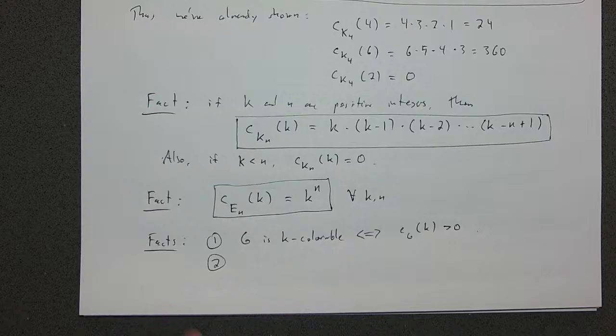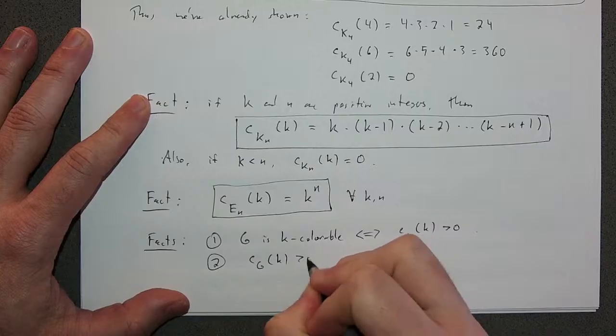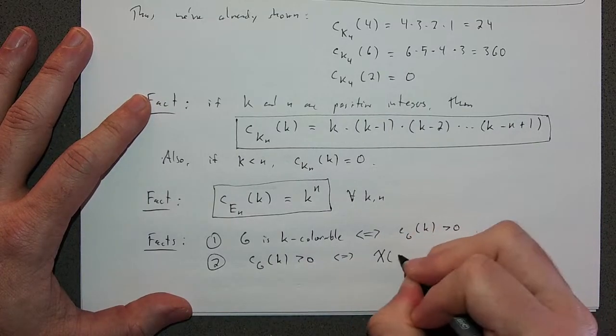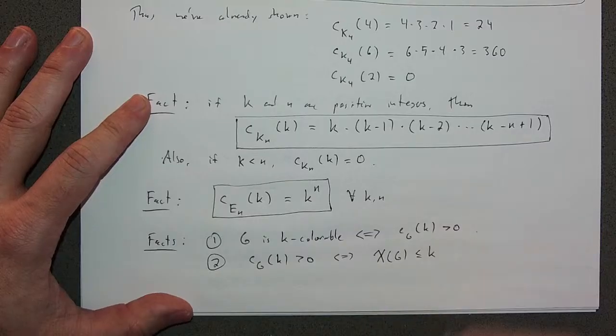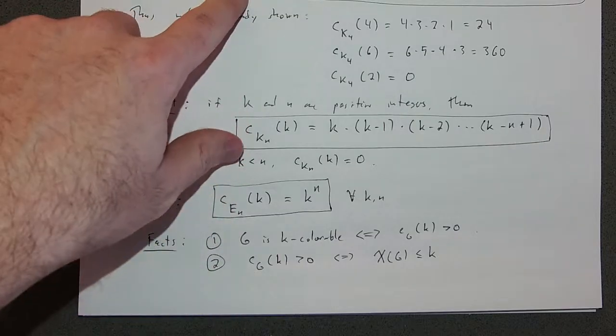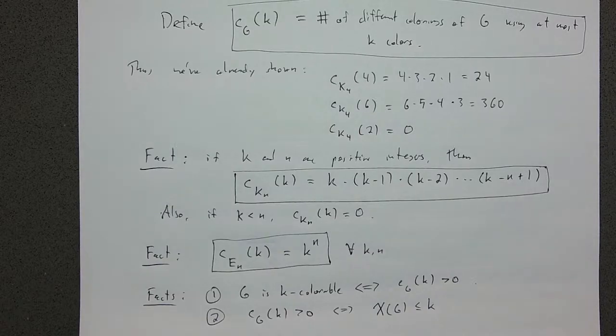Another fact is that this number is greater than 0 if and only if the chromatic number of G is less than or equal to k. If the chromatic number is bounded above by k, that means that this thing is positive. So the question is, how hard is it to compute this number for a completely generic graph?